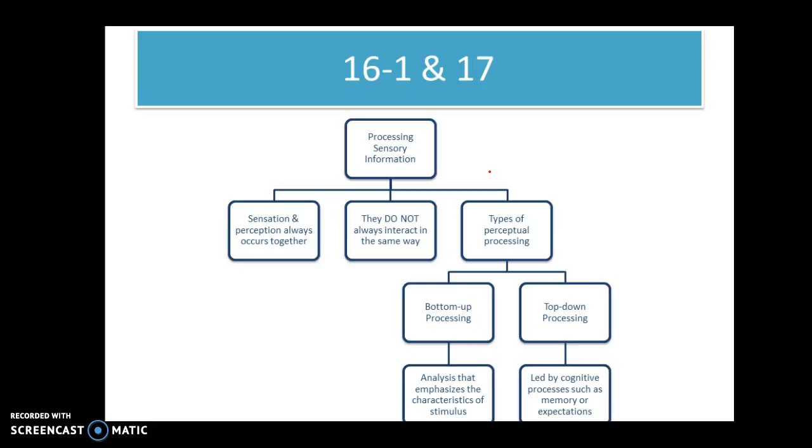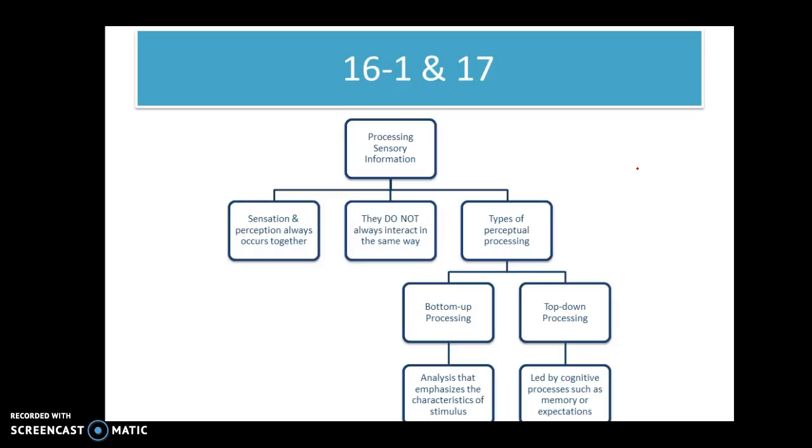influence our perception. So let's start up here with the fact that we are processing sensory information on a pretty consistent basis, and that for the most part sensation and perception occur together, and what we're trying to do is kind of separate them out, looking at it in slow motion, so to speak. However, even though they occur together, there are different ways for sensation and perception to interact, and there are different perceptual processes that psychologists identify.